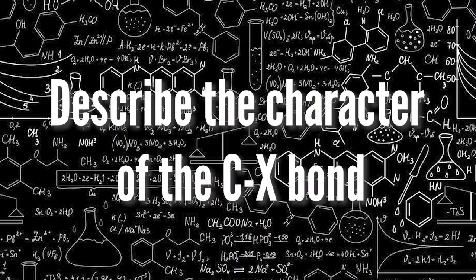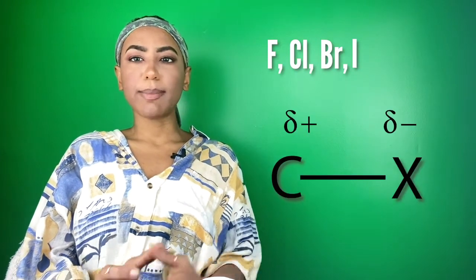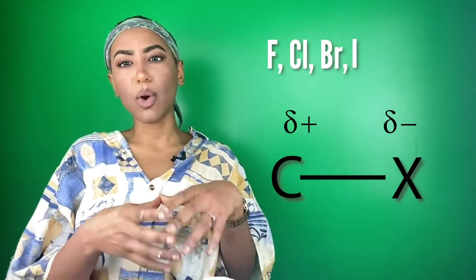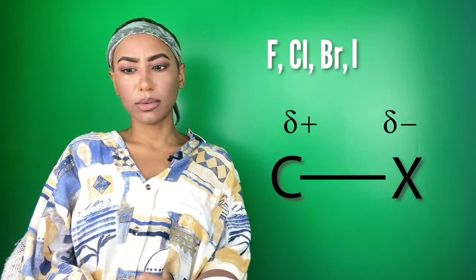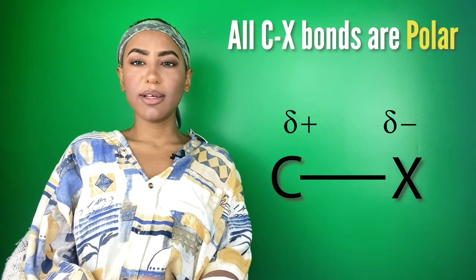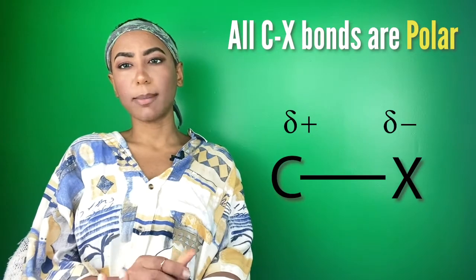Question number 2. Describe the character of the CX bond. Fluorine, chlorine, and bromine are a lot more electronegative than carbon. Iodine is closer in electronegativity to carbon. However, because it's such a huge atom, it's easily polarizable. Therefore, all CX bonds are polar bonds.